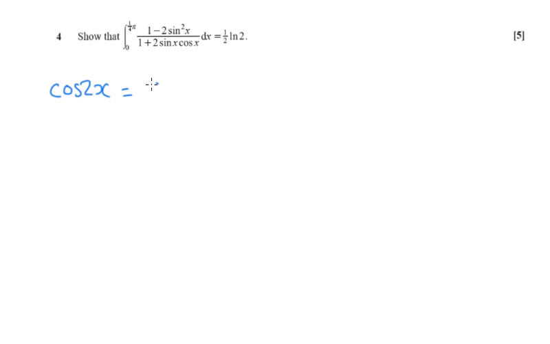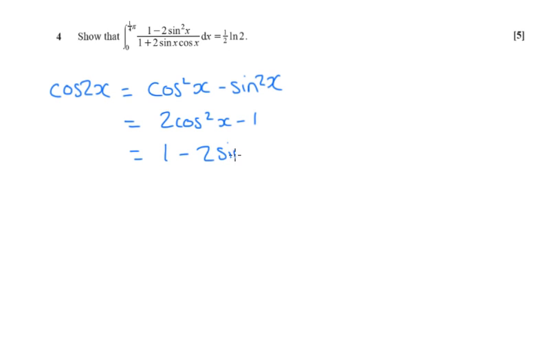Cos 2x can be written as cos squared x take sine squared x. It can also be written as 2 cos squared x take 1, and it can also be written as 1 minus 2 sine squared x, just by swapping cos squared x for 1 minus sine squared x, or sine squared x for 1 minus cos squared x, we can get these two expressions here. And if you notice now, this 1 minus 2 sine squared x is what we've got on the top, so this can be written as cos 2x.